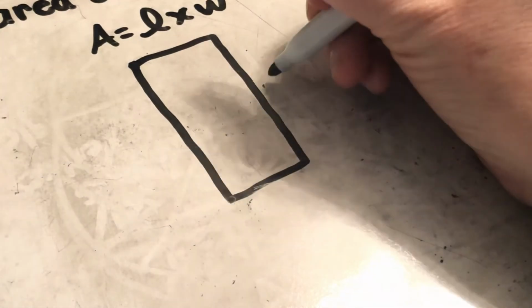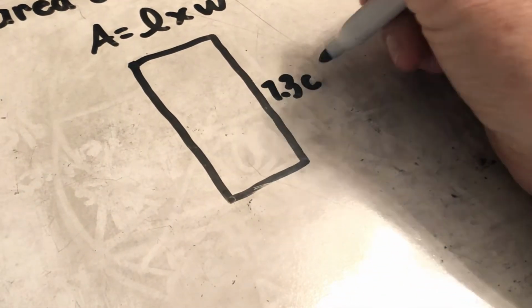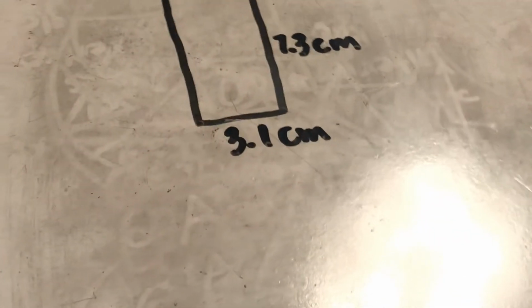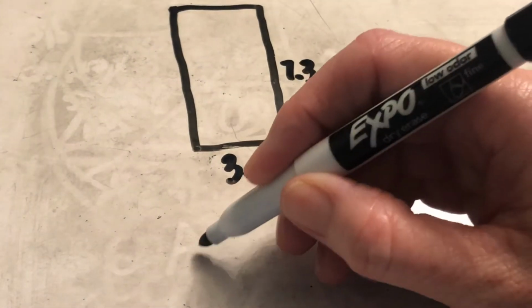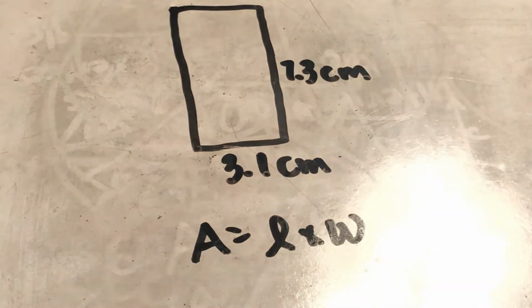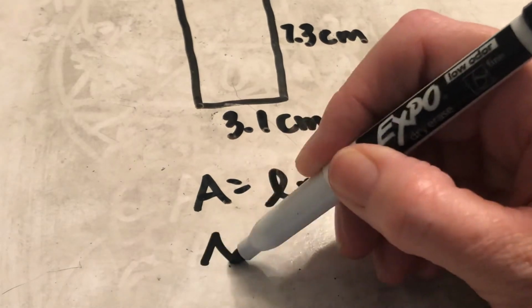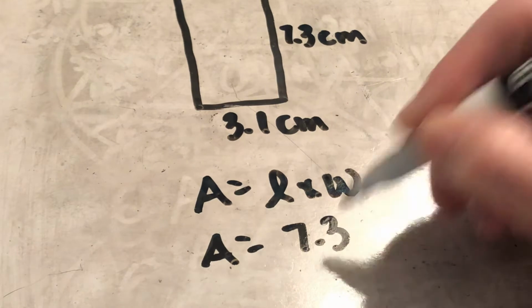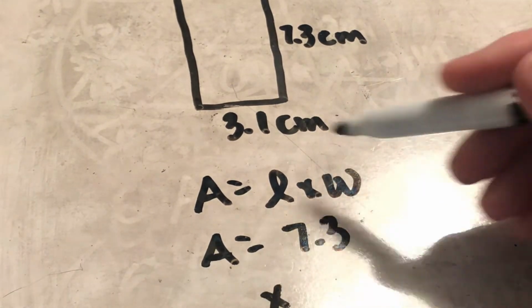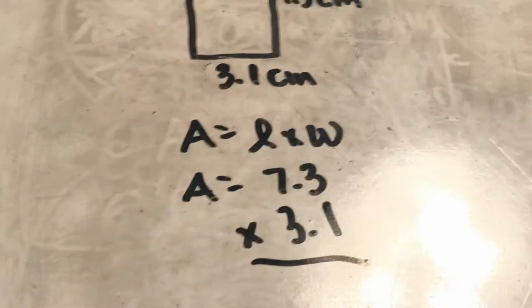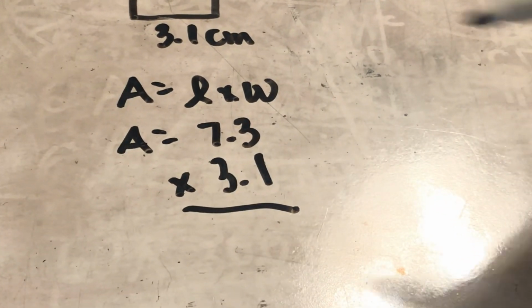If I have, we'll do 2 decimals. 7.3 centimeters, 3.1 centimeters. Okay. Area, I know, I'm going to write the formula first. Length times width. Then all I'm going to do is fill in my formula. Area equals, what's my length? 7.3. What's my width? Again, I'm going to write this vertically, guys. 3.1. I'm going to ignore those decimal points until I'm done multiplying. Not even going to act like they're there.